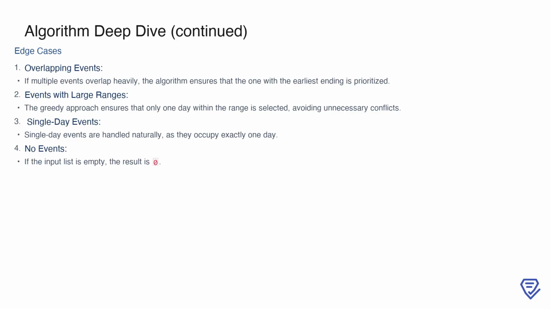The algorithm handles a variety of edge cases effectively. For heavily overlapping events, it ensures that the event with the earliest ending is prioritized, leaving more room for the remaining events. For events with large ranges, the greedy approach selects only one day within the range, avoiding unnecessary conflicts. Single-day events are naturally handled as they occupy exactly one day, which is either available or already taken. Lastly, if the input list is empty, the algorithm correctly returns 0, as there are no events to attend. These considerations make the solution robust and applicable to a wide range of scenarios, ensuring accurate results in all cases.